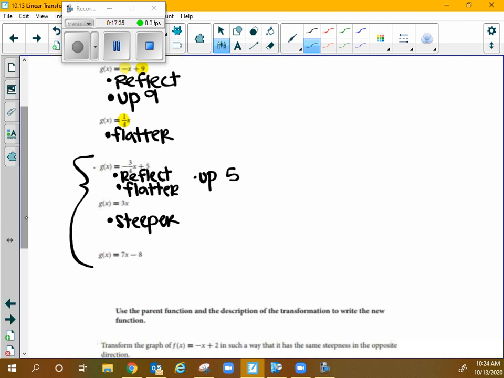So then the last one, how many transformations? 2. Steeper and what else? Good, down 8. So, like, if it tells you what's on the graph, you just write, like, steeper down 8. Okay.